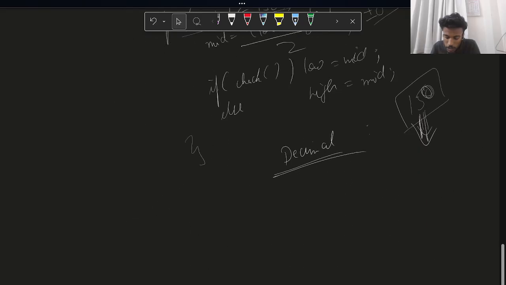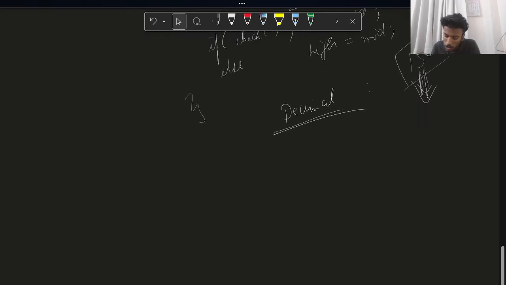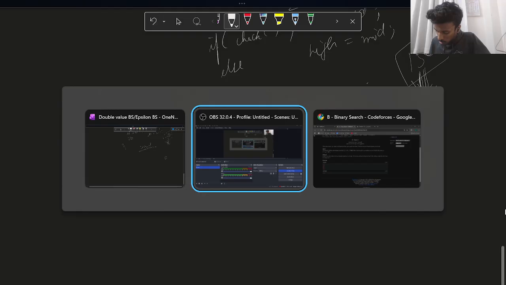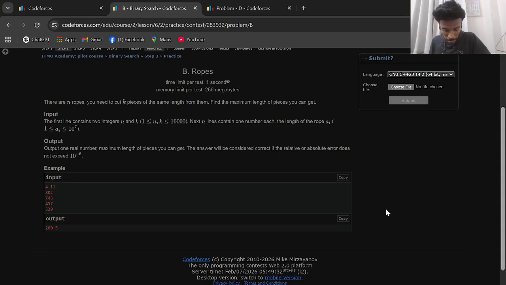So this is what binary search helps us in. It keeps on reducing the search space till the difference is so small that it is negligible. So that is what our approach is. Let's see a question on it.